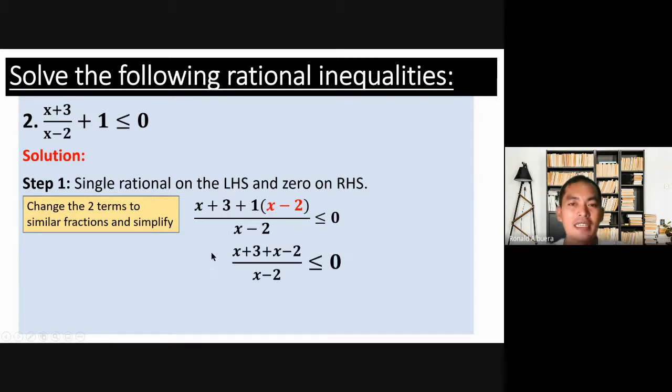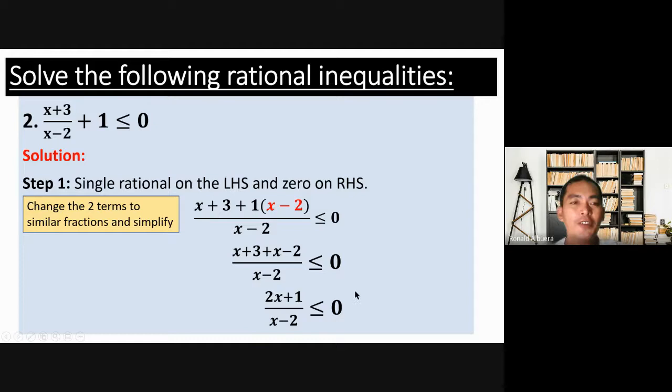Then simplify it. It became x plus 3. 1 times x is x. 1 times negative 2 is negative 2. Combine similar terms. x plus x is 2x. 3 minus 2 is 1. So 2x plus 1 all over x minus 2, which is greater than or equal to 0. This is already a single rational expression on the left and 0 on the right.